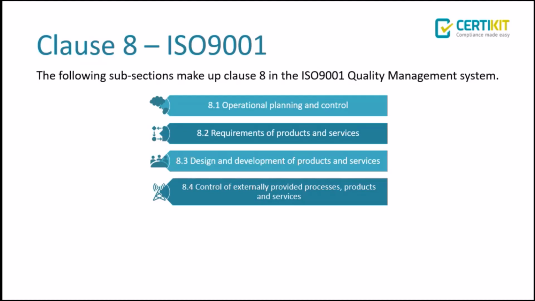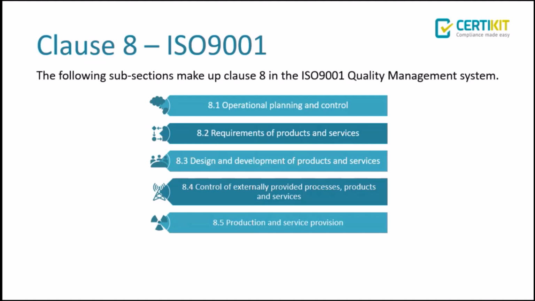It states that organisations are required to assess and select suppliers based on their ability to meet quality standards, establish clear requirements, and monitor supplier performance. So it is a supplier management requirement that's mandatory in 9001.